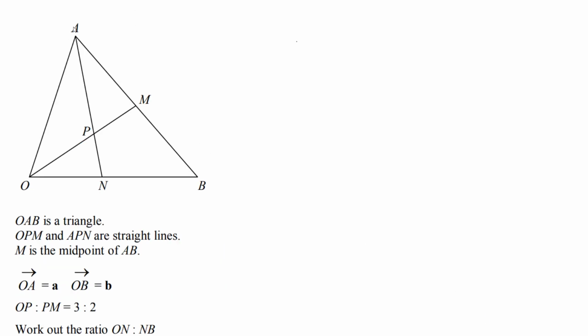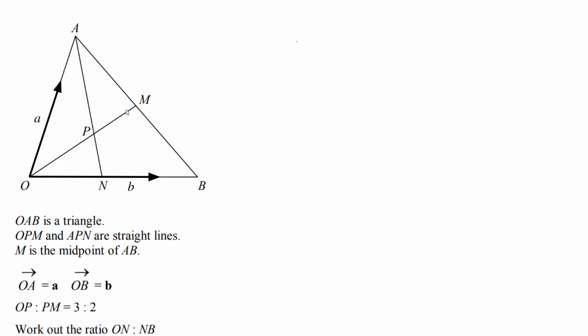OAB is a triangle. OPM and APM are straight lines. M is the midpoint of AB. O to A is A, and O to B is B. And then OP to PM is 3 to 2. Similarly here, if this full line is 5 parts, because 3 plus 2 is 5 parts, then this is 3/5 parts. This is 2/5 parts.